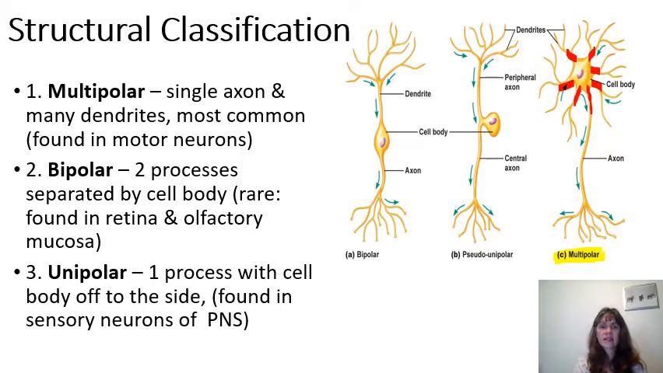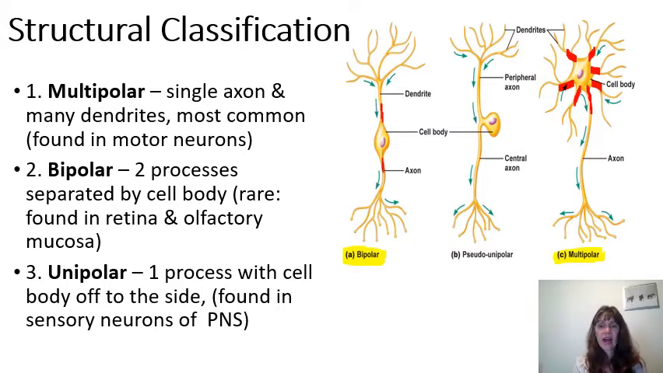If we look at the next type of structural classification for neurons, we see on the far right of the picture bipolar neurons. These are named bipolar because if we go to the soma or cell body and count the number of processes going to or coming from the soma, we find there are 2, hence the term bipolar. These neurons are very rare. They're found in the retina, which is the nervous tissue in the back of the eyeball, as well as in the olfactory mucosa in the nose.